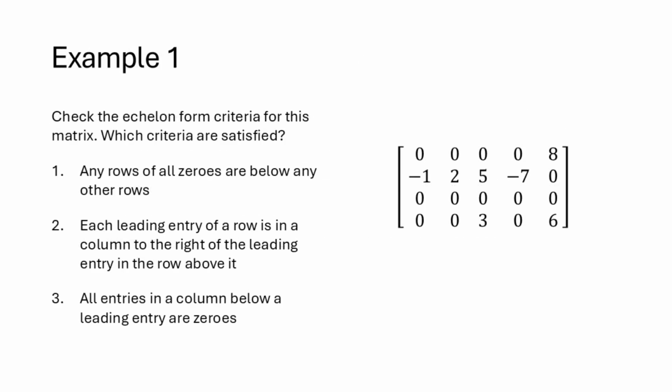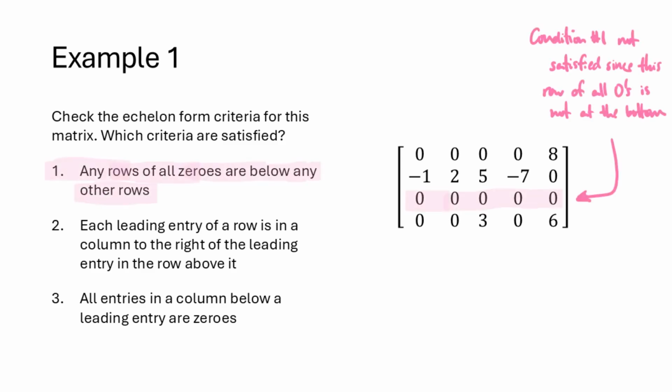Let's take a look at this matrix again and understand whether or not it's in echelon form by examining the 3 conditions. For condition 1, we see that this condition is not satisfied because we have a row of all zeros, but it's not below any other rows. Now this would already be enough to tell us that this matrix is not in echelon form, because echelon form means that all 3 conditions are satisfied, and we've just determined that the first condition is not satisfied. However, let's consider the other 2 conditions anyway to try to help us understand them better.